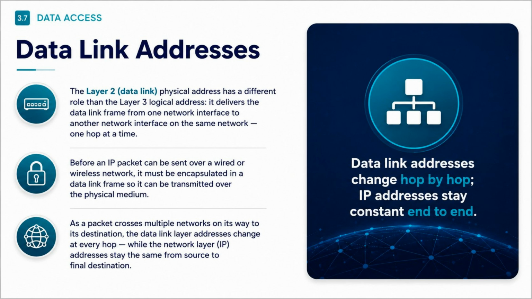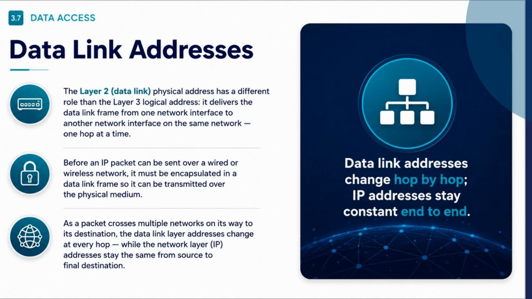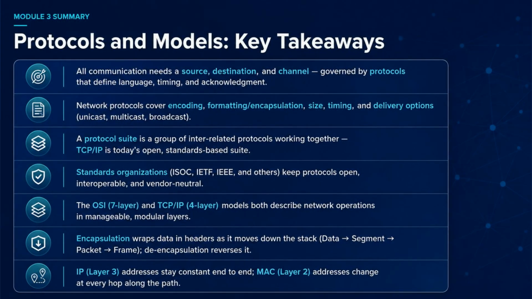Summary of the Layer 2 versus Layer 3 distinction. Data link MAC addresses only deliver a frame one hop at a time and change at every hop. Network layer IP addresses handle end-to-end delivery and stay constant the whole way. Before any packet hits the wire, it must be encapsulated into a data link frame first. Close the module walking each bullet as a recap.